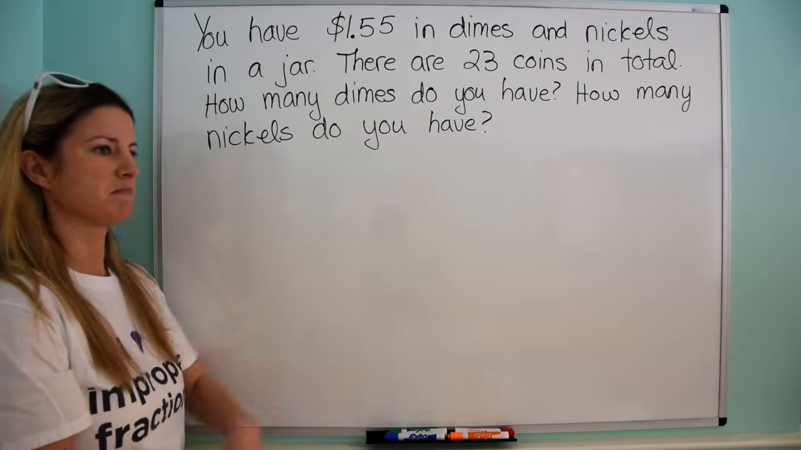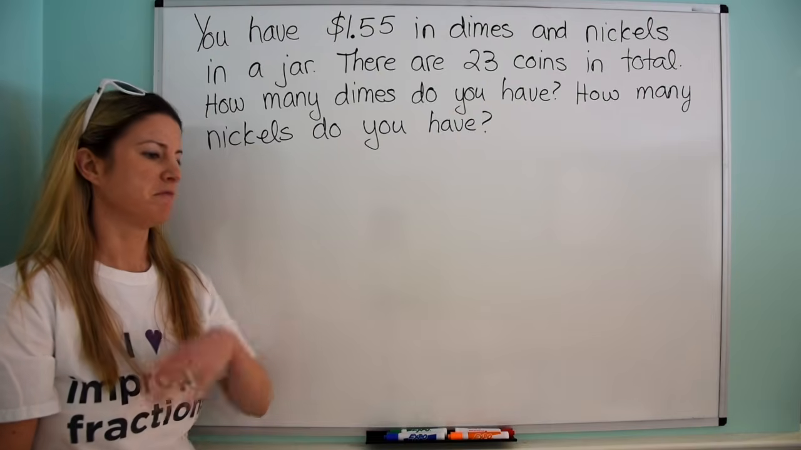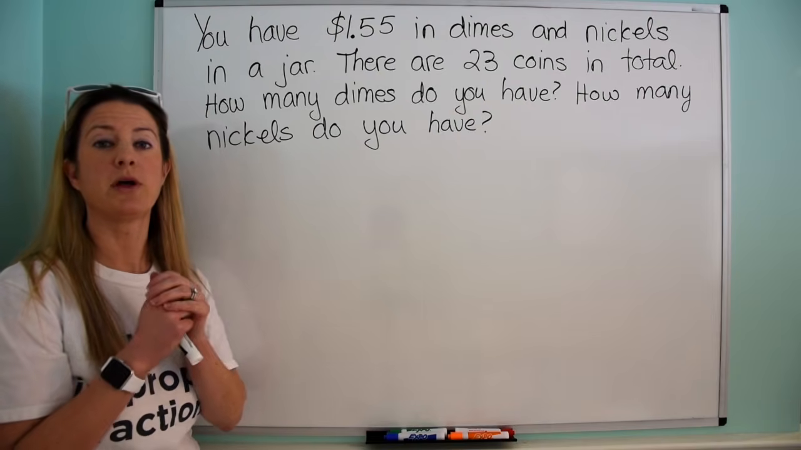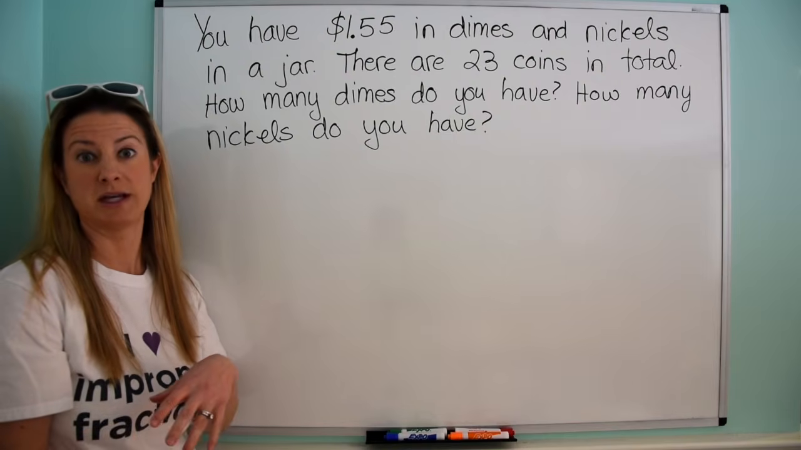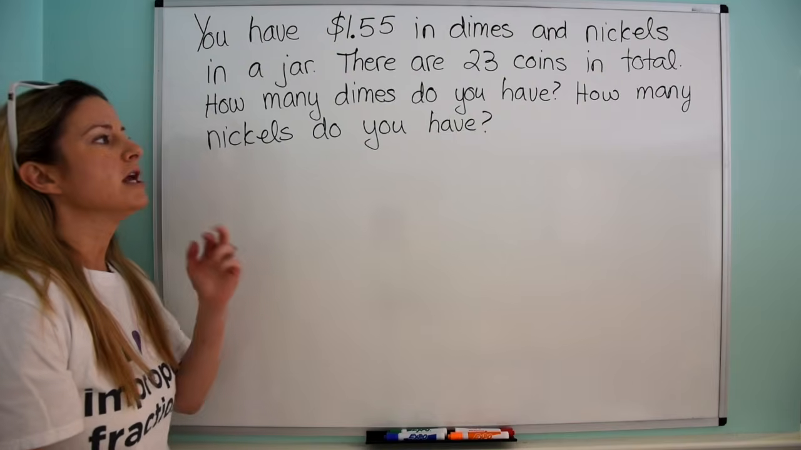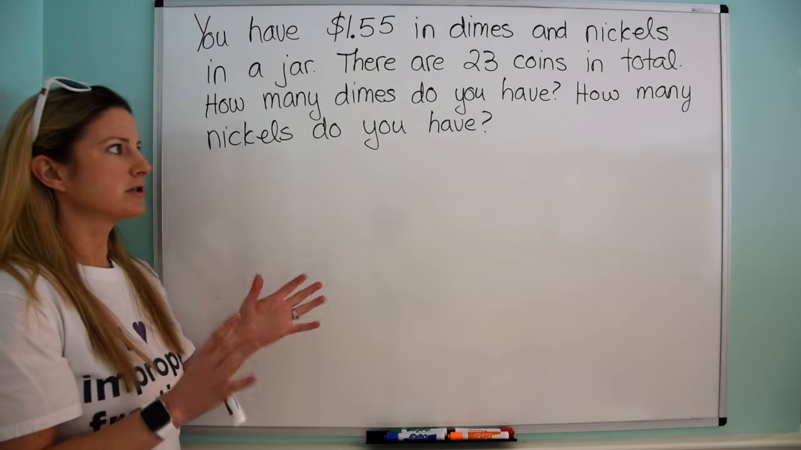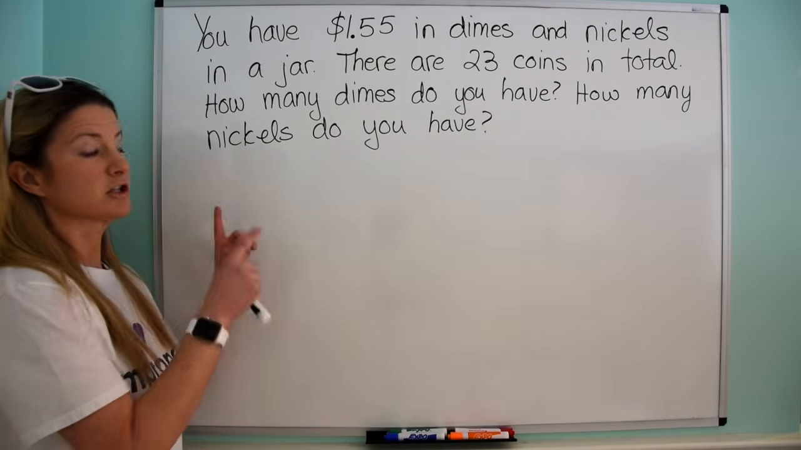Think about what this is saying. You've got $1.55, you've only got dimes and nickels, and you got 23 coins in total. How many dimes do you have? How many nickels do you have? That's what it's saying. So if you look at this and you say, I don't even know where to begin, I understand. But there's clues.